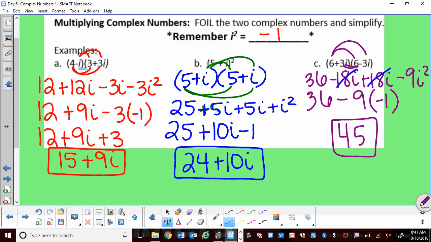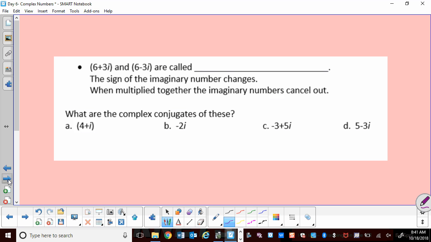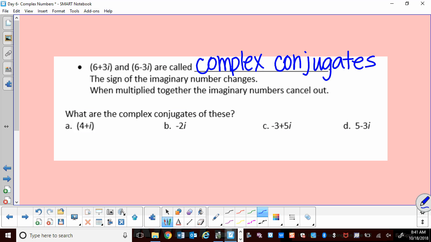All right, that's the most work we're going to do today. Now I'm going to show you a shortcut. So, this 6 plus 3i and 6 minus 3i are called complex conjugates. The sign of the imaginary number changes. When multiplied together, the imaginary numbers will cancel out.